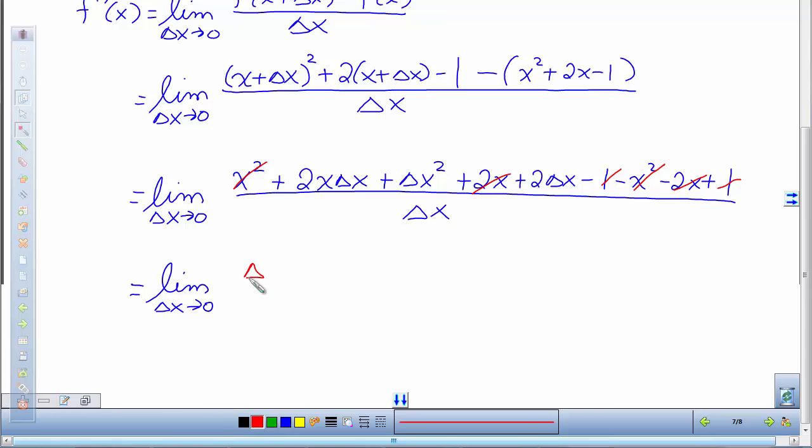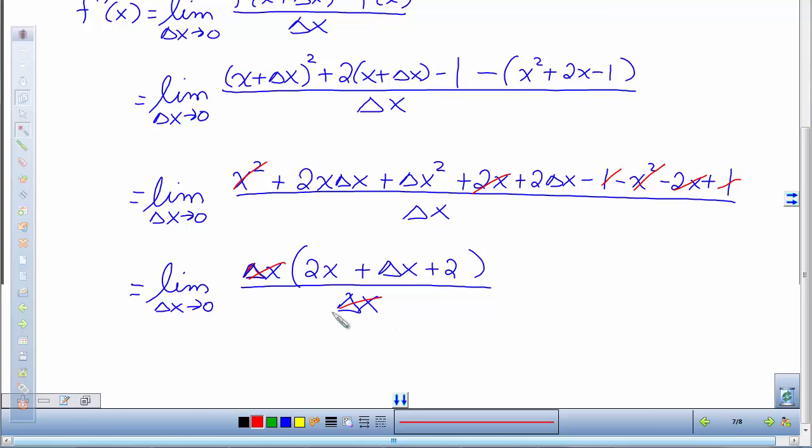And if you don't mind, I'm going to go on and factor out delta x. So we had 2x delta x. I factored out delta x, so we got 2x. Plus delta x squared, I can factor out delta x, so plus delta x. We had 2 delta x. If I factor out the delta x, that's just plus 2, all over delta x.